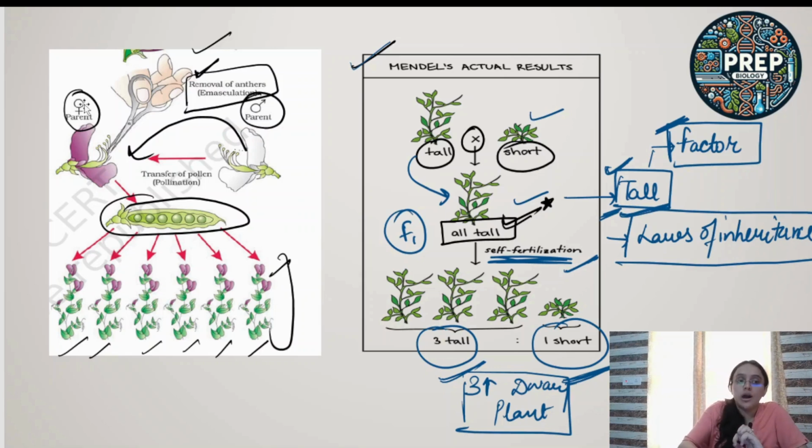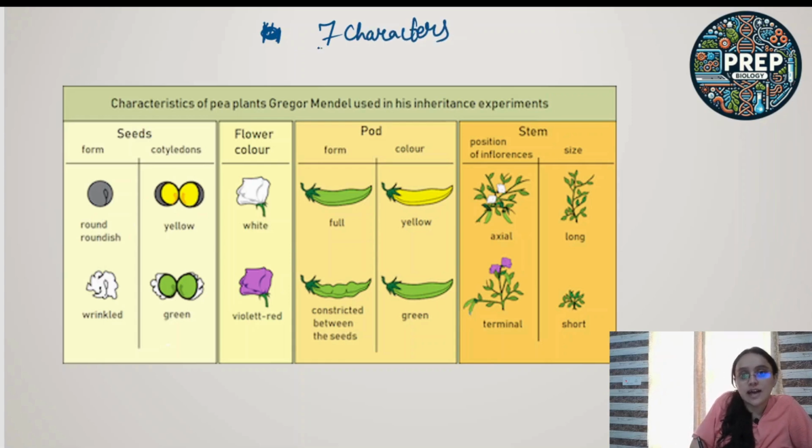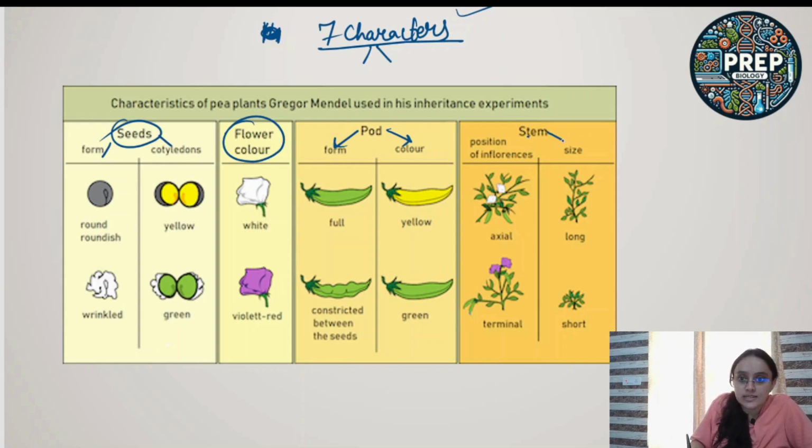Now he particularly chose 7 characters, and these 7 characters have contrasting traits. He chose 7 characters like seed form, seed cotyledon, flower color, pod form, pod color, stem height, and the position of the flower.